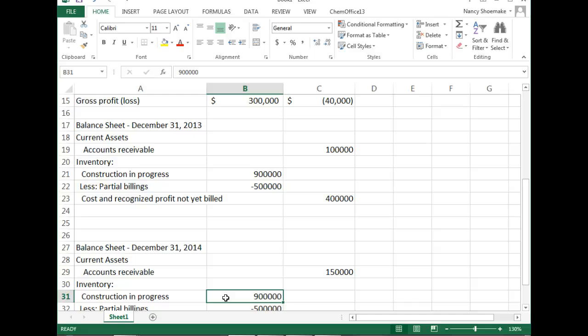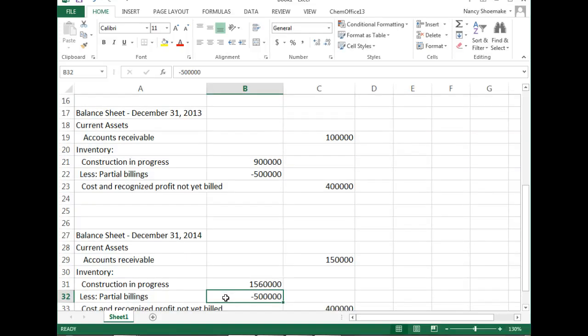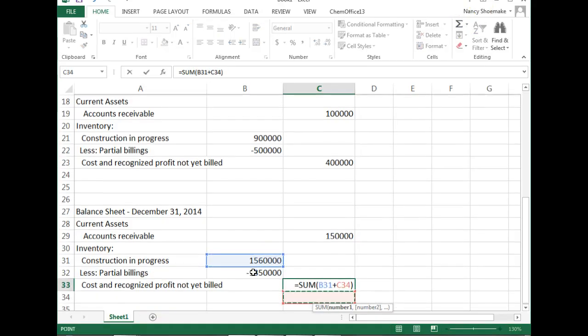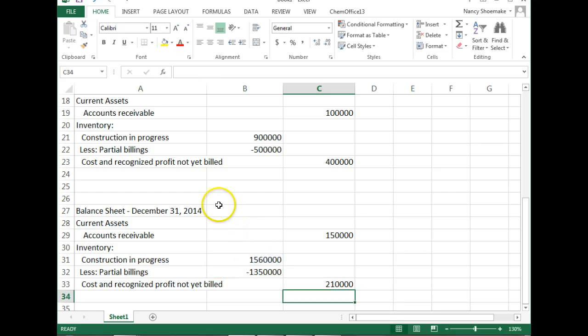Construction in process, 1,560,000. How much have we billed? 1,350,000. Right? So the cost that has been recognized as profit but not yet billed is 210,000 sitting on our balance sheet.